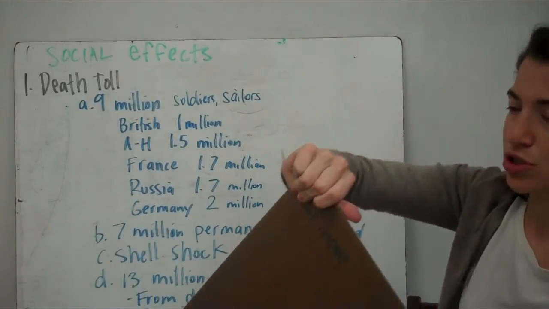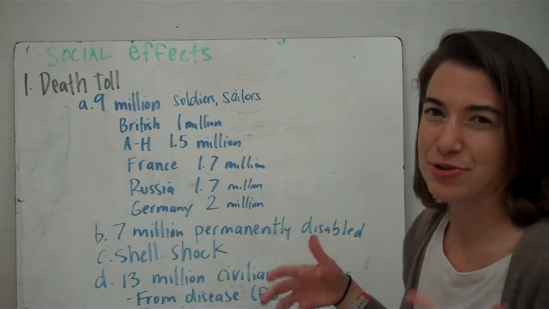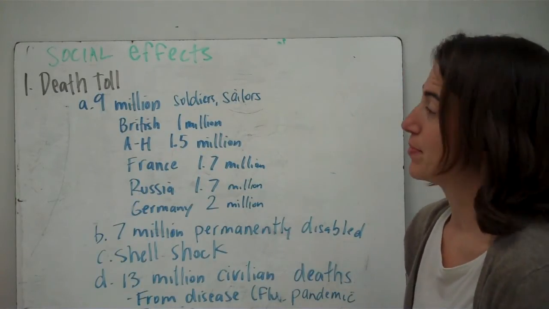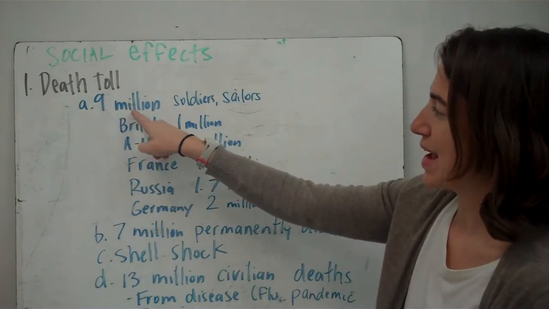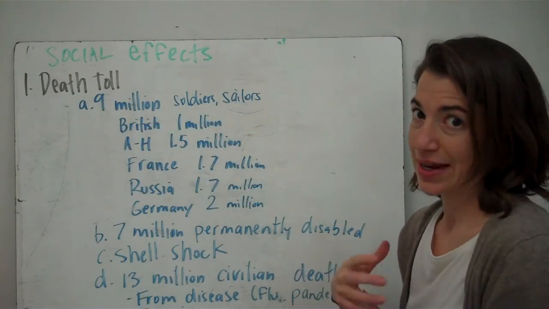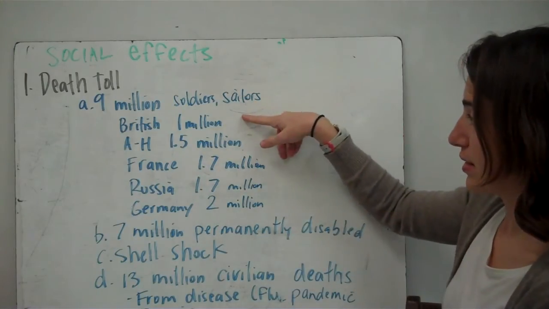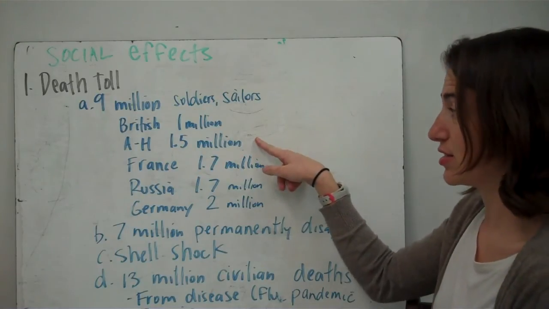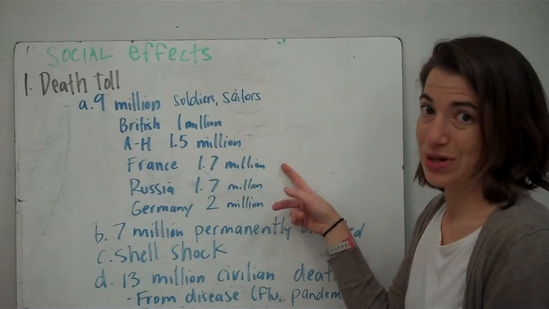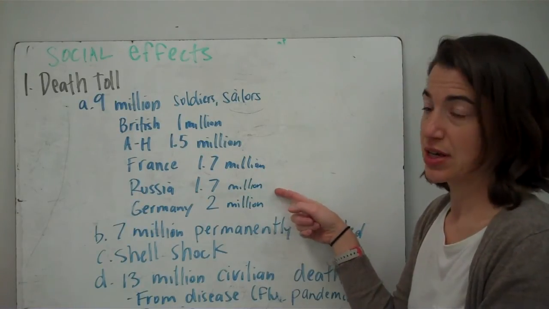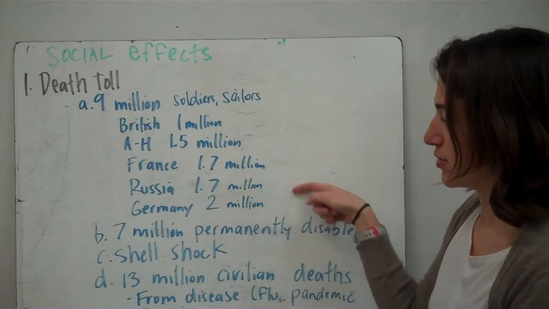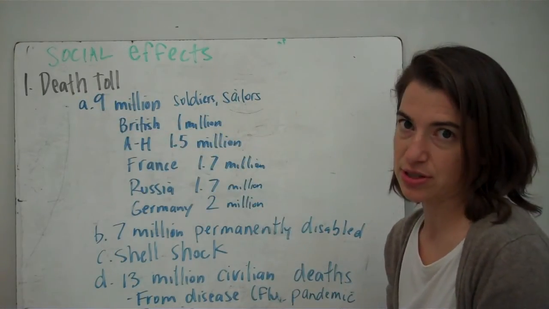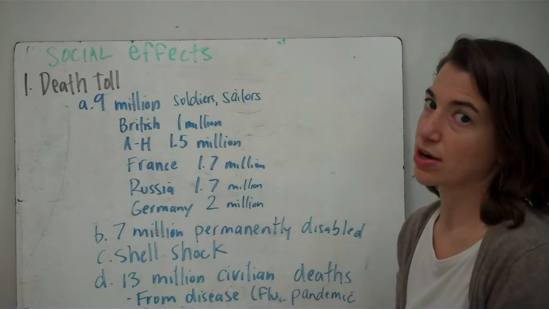And finally, we have the social effects. So what did it do to the actual people of the countries? And we're going to look more at how many died from that. So the death toll, right, is 9 million soldiers and sailors. 9 million people, that's a lot of people. In England, or the British, you see 1 million people. Austria-Hungary, you see 1.5 million soldiers die. In France, 1.7. In Russia, 1.7. In Germany, 2 million. Right? So there are other countries that are involved, so this doesn't include all of them, but overall 9 million soldiers or sailors die. Sailors will be in the Navy, soldiers will be in the Army.